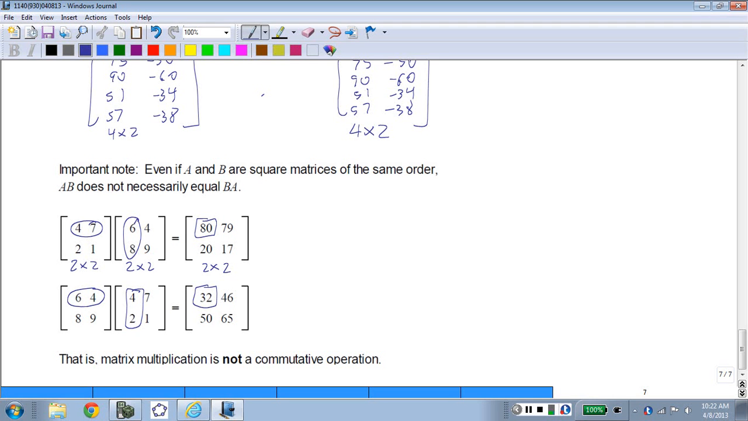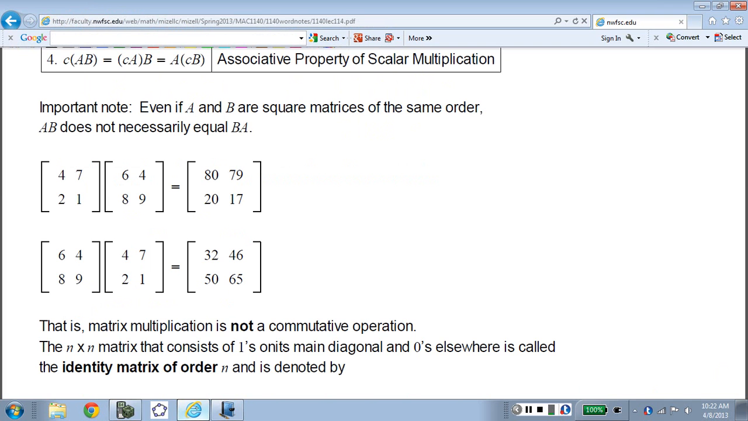So even when you have 2 by 2 matrices, where matrix multiplication is defined both ways, and there's hope that they could be the same because they have the same order, they don't have to be the same. So matrix multiplication is not commutative. The order is important. When we reverse the order, there has to be something to tell us these matrices commute with each other. Otherwise, we cannot count on it giving us the same answer.